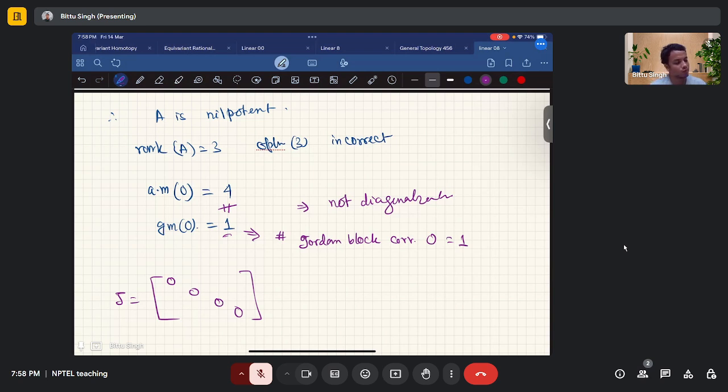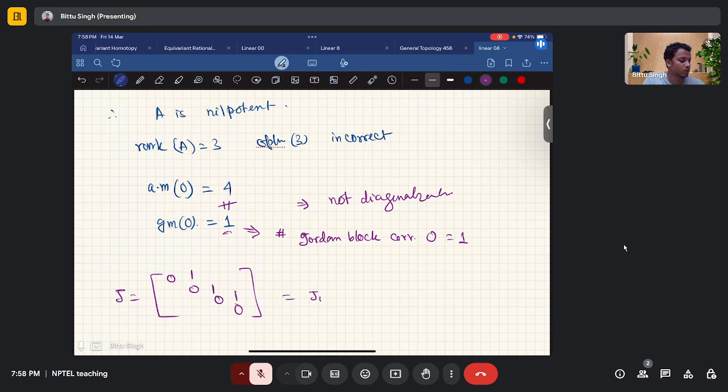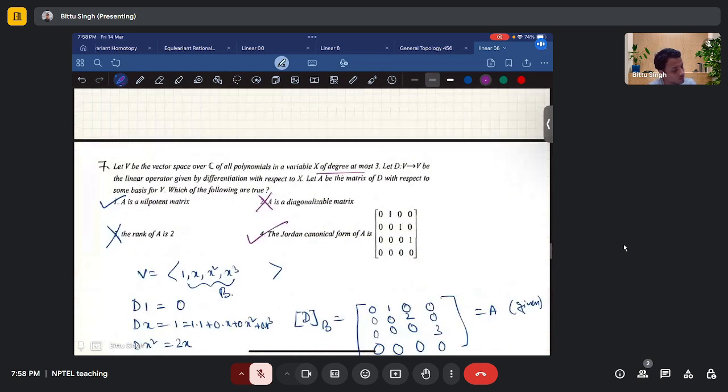Okay. So there is only one block. So one block means this is the correct Jordan block, right? Which is J4 of 0. This must be a size 4 block. So the Jordan canonical form is this. Everything is 0 and just above the diagonal there will be 1.